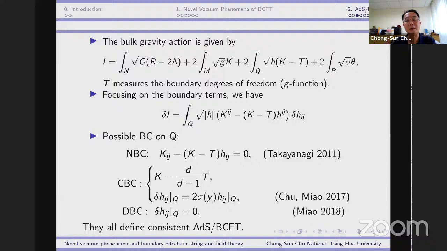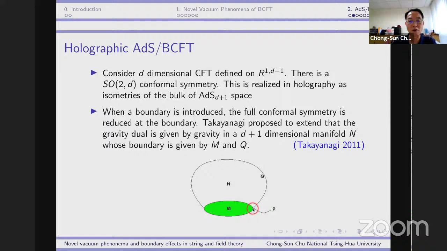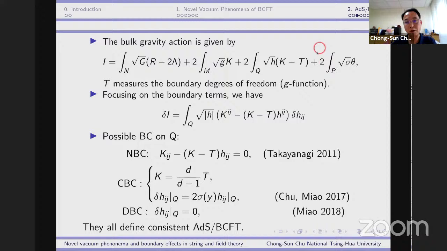Apart from that, because of the presence of a junction, Q intersects M longitudinally at P, this is the place where the normal vector is not continuous, it's a junction. So you have to include a term which takes care of the junction. Theta is some angle at the junction. Anyway, you can take this action and then vary with respect to the boundary metric. If you focus on the boundary term, then you have some bulk equation of motion term, and then this is the boundary term, and you get this.